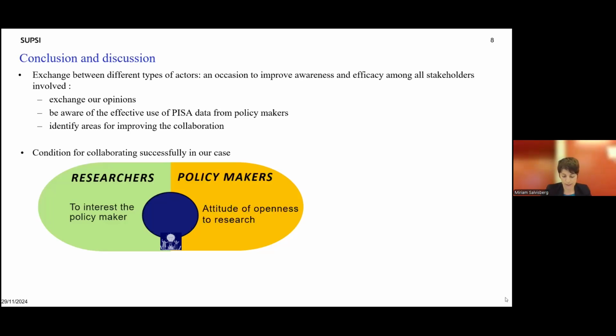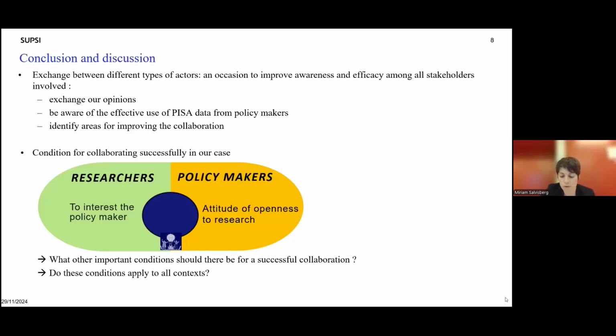Policymakers, for their part, need an open attitude toward research and data, even when results aren't as expected. Signs of openness include a willingness to exchange ideas, provide feedback, consider suggestions, and use the data provided. This is our current experience within a small context, and we know the policymakers also personally and for several years. So we finish our presentation with two questions. Are there any other important conditions for having successful collaboration? And do these conditions apply to all contexts? And I thank you.